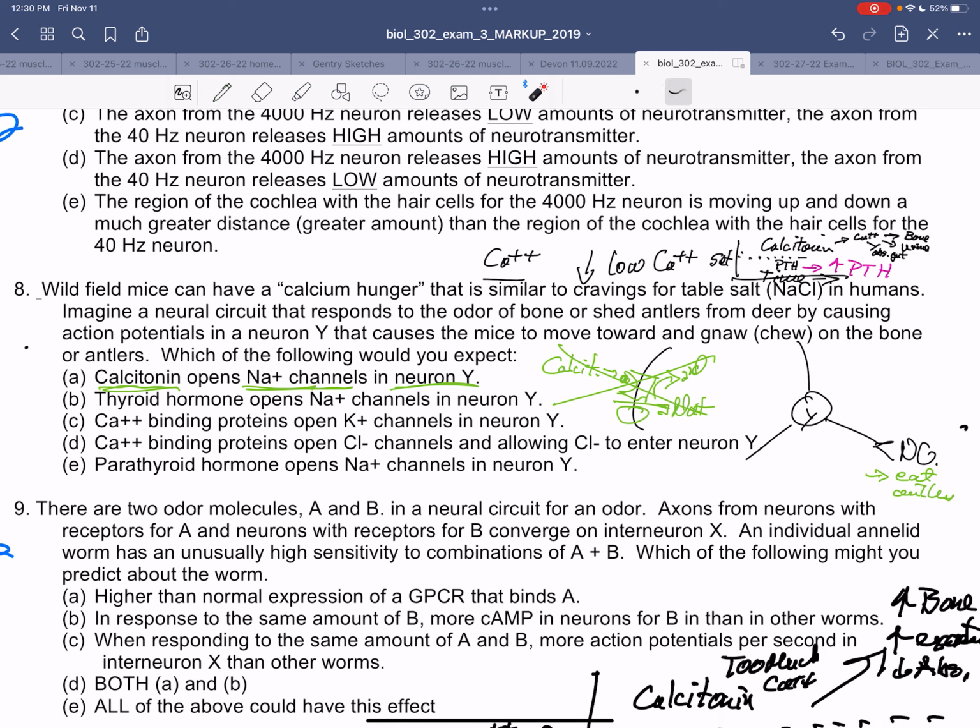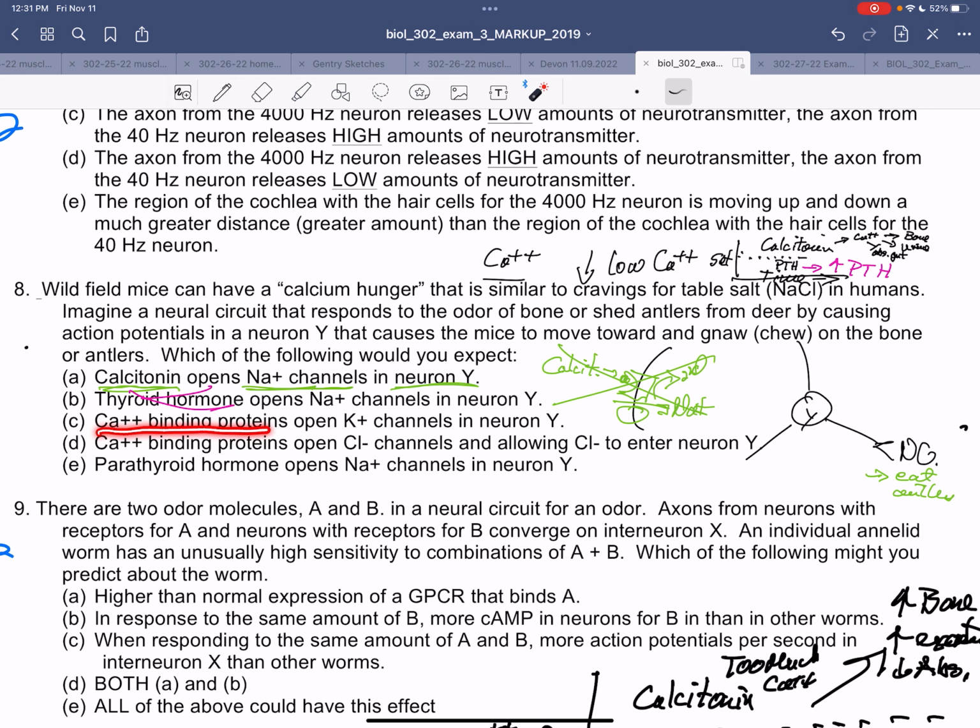Next one, thyroid hormone opens sodium channels in neuron Y. Well, thyroid hormone has nothing to do with regulating calcium, and so that would be related to whether the animal had a lot of glucose or not enough glucose, or whether it was cold. It won't be related to calcium. So we can rule out thyroid hormone.